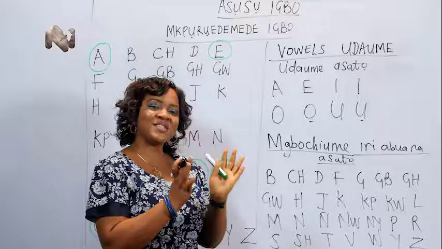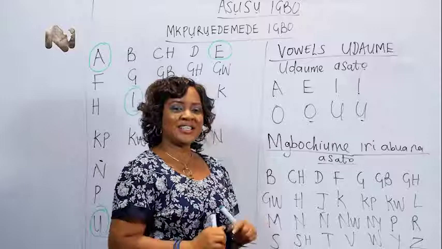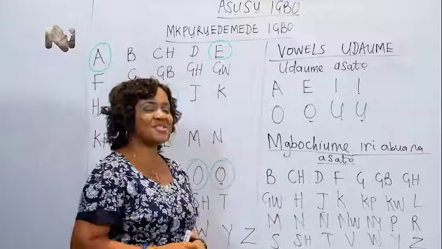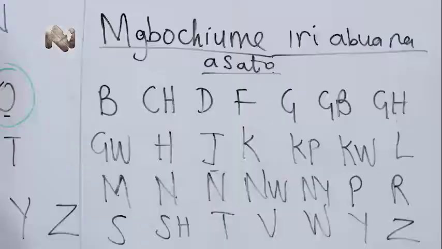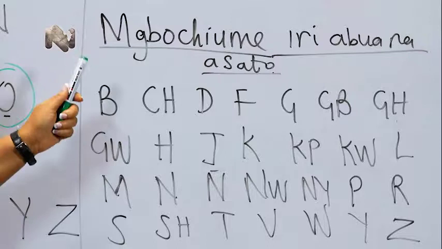Good, clap for yourself. The last one doesn't really have any song. Pardon me for that, but it's also very simple. So let's run it through. Let's run through the mbochume, the consonants.